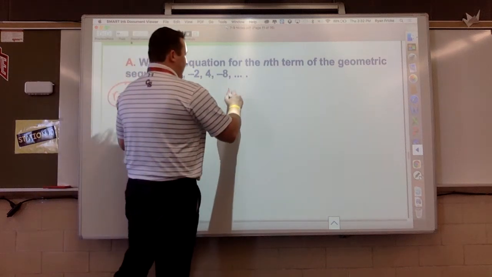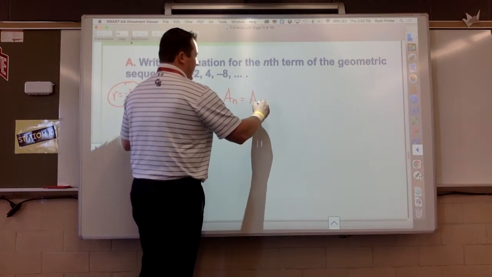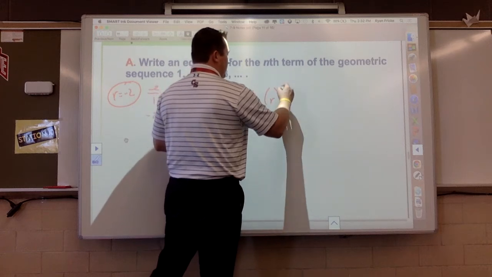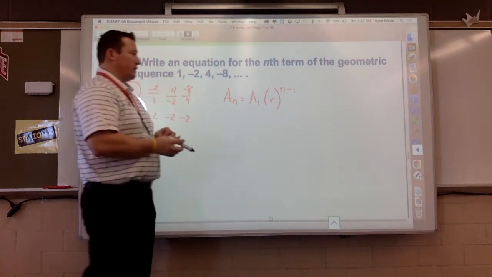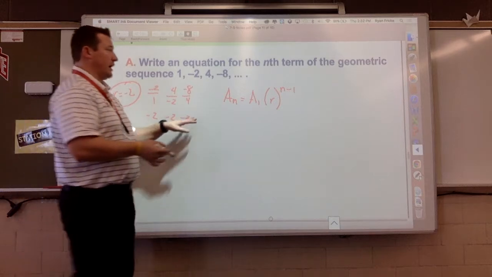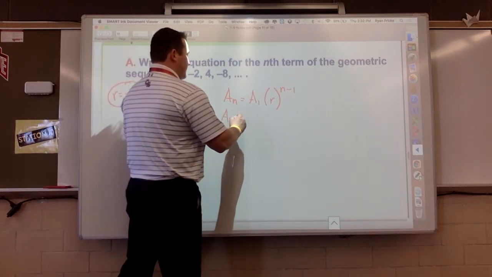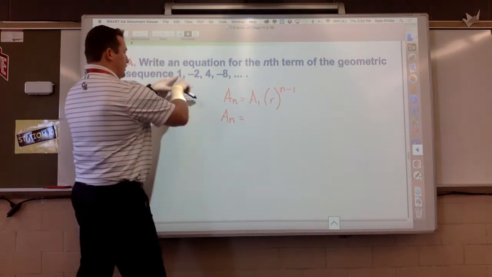Okay. Here we go. An equals A1 times r to the n minus 1 power. Fill in what you know. Well, what we know is this. The nth term is equal to the first term, 1.